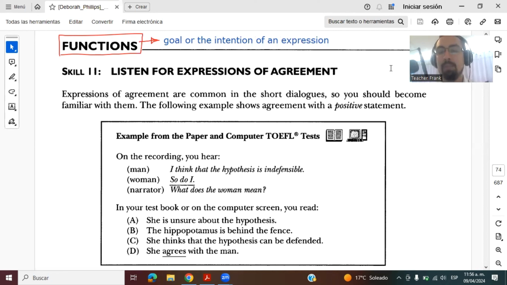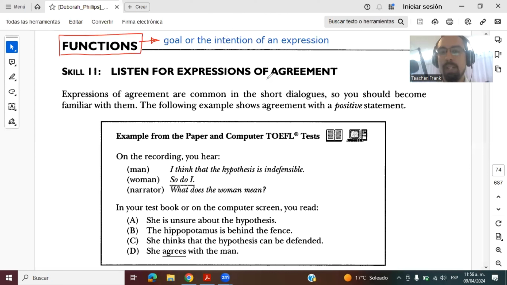For example, everything I'm saying right now, my intention is to what? To teach, to inform, to explain, right? If I ask you something simple, what time is it? What is my intention? To know the time, right? So every time we speak, we have an intention, right? We have to remember that. And in this case, we're going to be practicing functions or intentions, right?